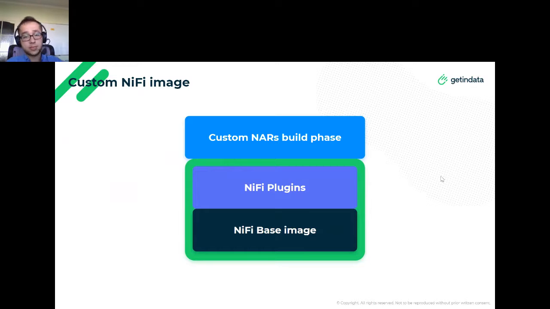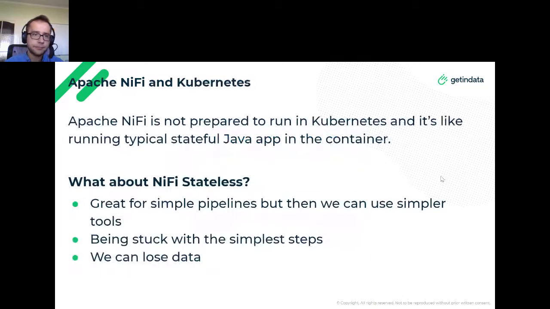Then based on this base image, we install the plugins. In our case, there were the plugins for the Apache Ranger and Apache Atlas. And as the last step, when we have prepared the NiFi with required plugins for all NiFi instances, then we create the dedicated images for each instance. So imagine that we have 4 teams like sales, marketing, data engineering, data science, and each team requires their own NARs that are used in their pipelines.